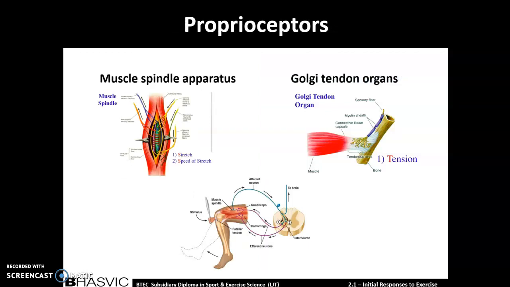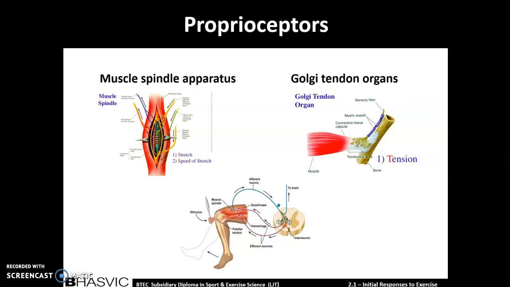Now, proprioceptors, they detect changes in muscle length. So the two main types are muscle spindle apparatus and Golgi tendon organs. And the muscle spindle apparatus, now this one is located in the belly of the muscle, and this detects stretch and the speed of stretch of the muscle movement.